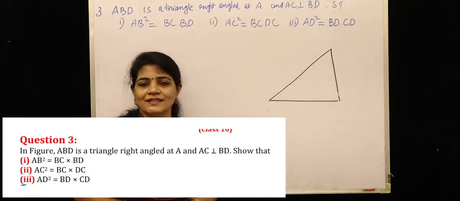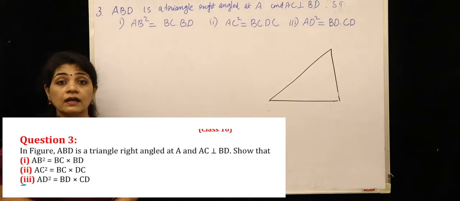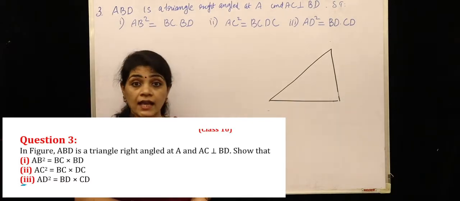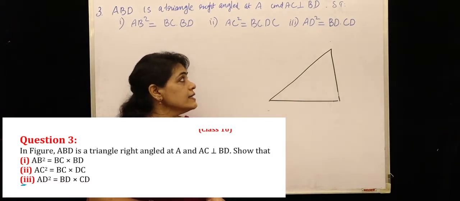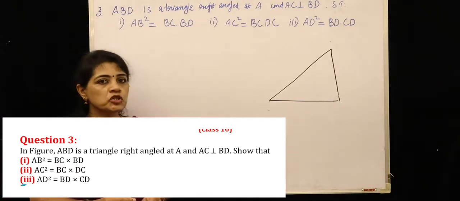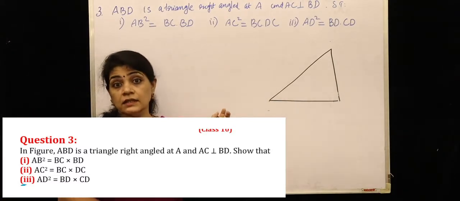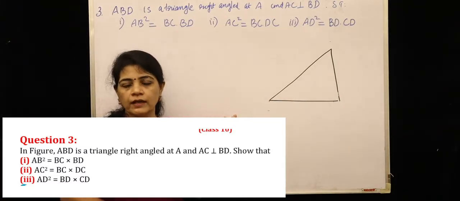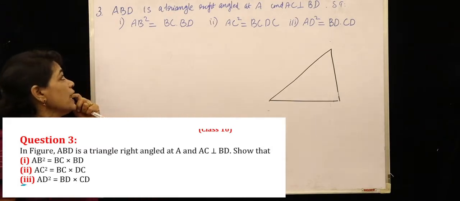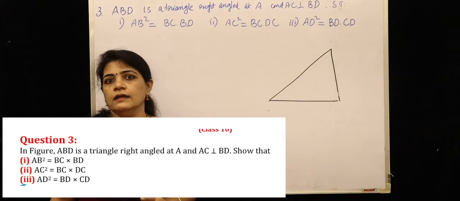Now the third question. Here ABD is a right angled triangle, right angled at A, and AC is perpendicular to BD. Show that. We have three sub questions in this third question. We can solve them one by one. So the first sub question: AB square equal to BC into BD.